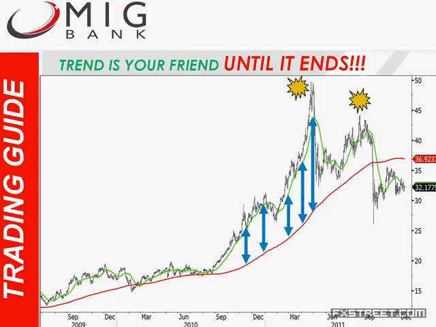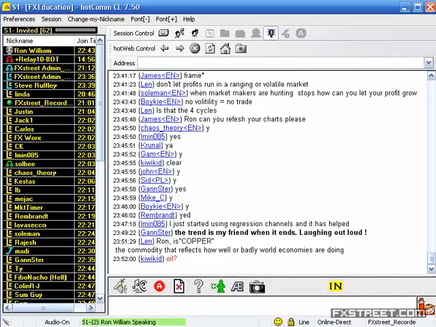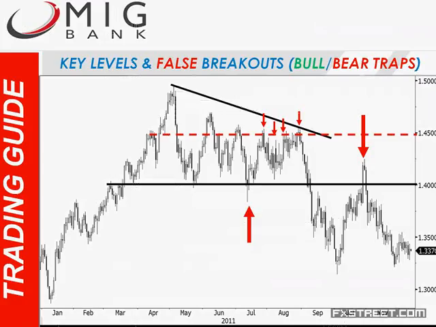You're making lots of money on the upside, but keep in mind until it ends, you get that major capitulation phase, and silver is a great example on that for last year. Key levels. Now remember in that pyramid, first part was trends, second part was key levels. Key levels, I'm not going to teach you how to trade key levels.